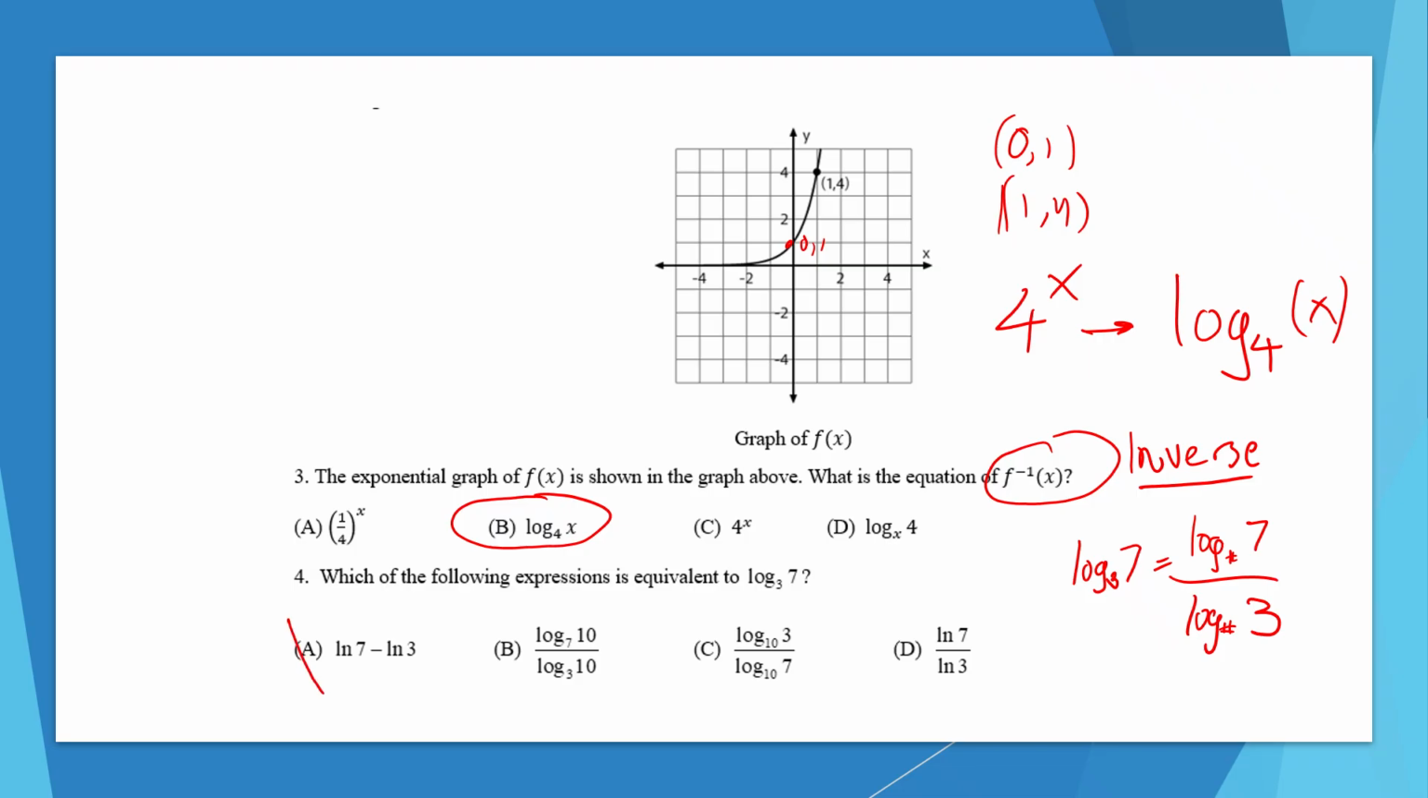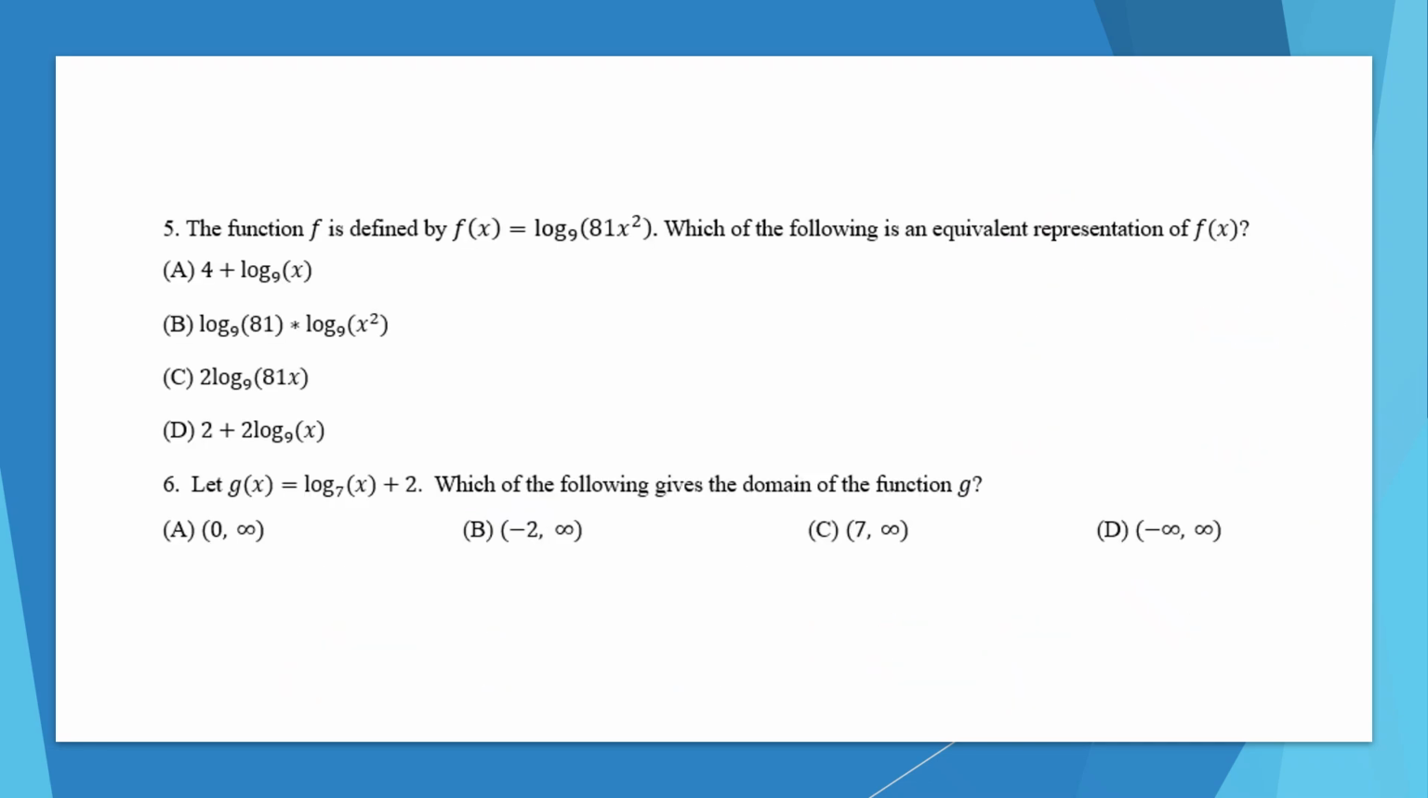A really doesn't match that, so we can eliminate A. B has 7 and 3 as the base, but not as the argument, so we can eliminate B. C has the same base, but unfortunately it's 3 over 7, not 7 over 3. And then D is ln, which remember, this is log base e of 7 over log base e of 3. So in this case, that number is just going to be e, which is okay. So D is the correct answer for number 4.